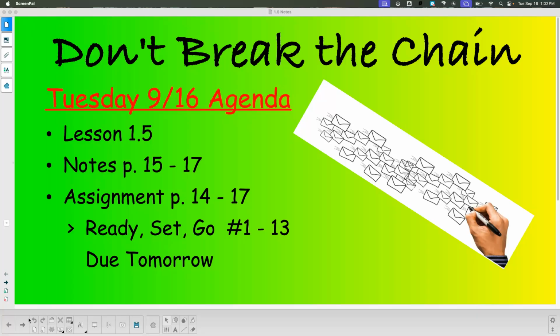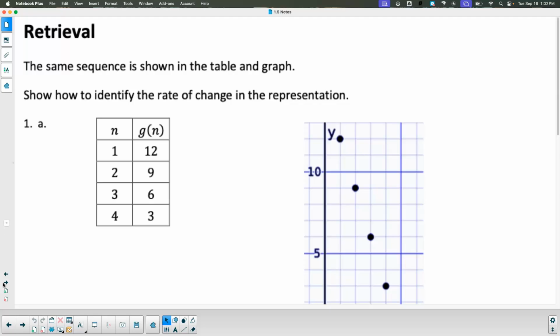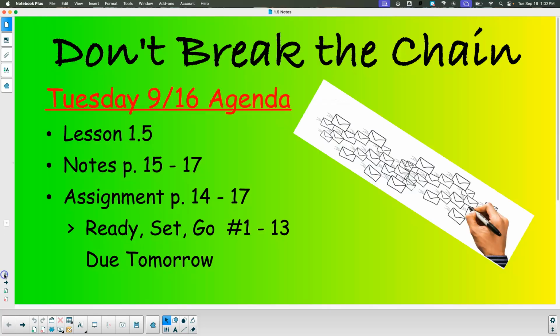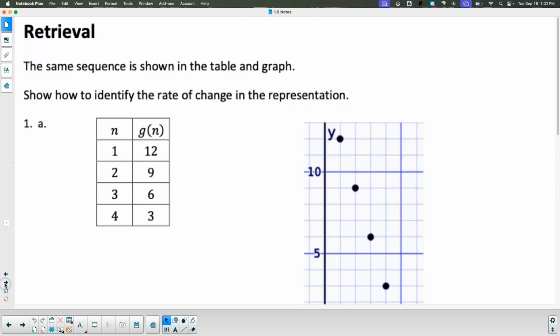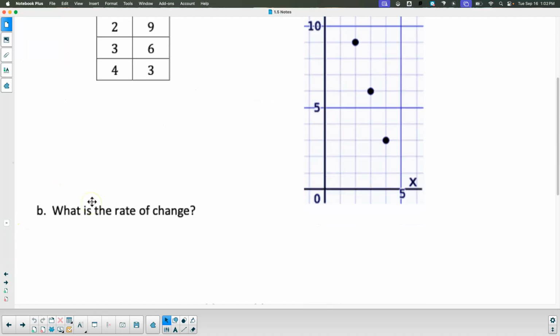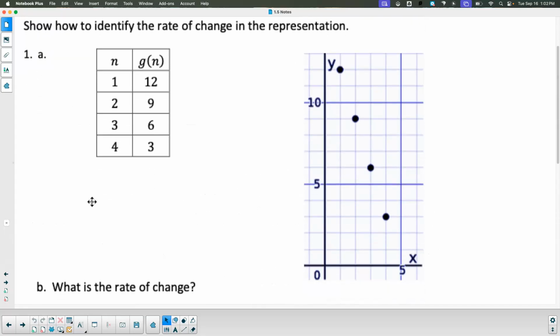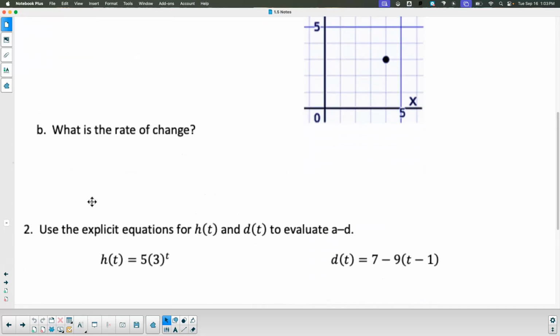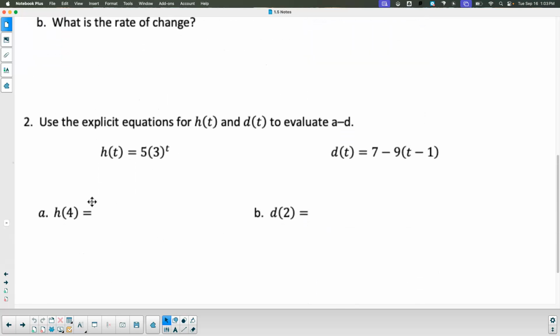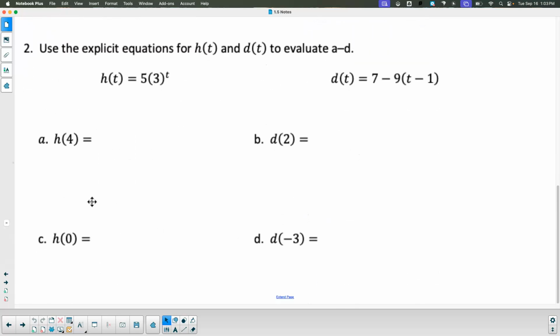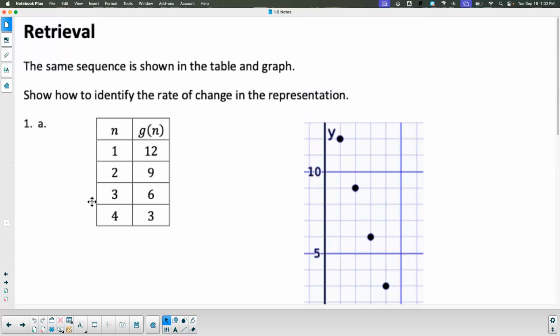It will be in your white note packet on page 15. Okay. So on page 15, if you would do the retrievals 1 and 2. So it looks like in 1 we're finding the rate of change in the representation, and then using the explicit equations H and D to find some output values. Okay, I'll give you a few minutes to do that.